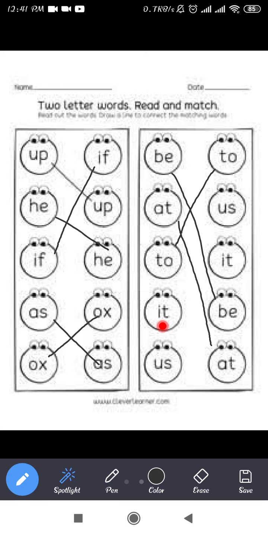Then next I-T, it. So where is it? Here it is at the third position, so match them. Then the last one is U-S, us. So here it is second position. Us, right? So you have to match them. U-S, us. Okay? So the activity is two-letter words, you have to read and match. Okay? So that we have already done. Understood properly?